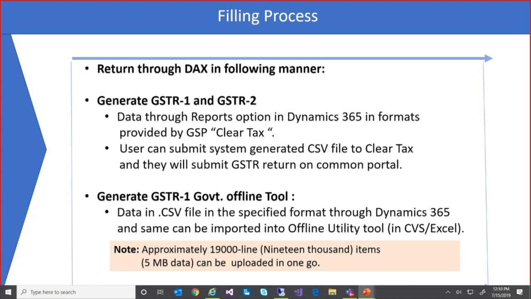So the user can generate an offline tool output where we provided around 10 CSV files. These CSV files will contain B2B, B2C, all the transactions, exports, exempted sales, and all these details based on the file format provided by the government.